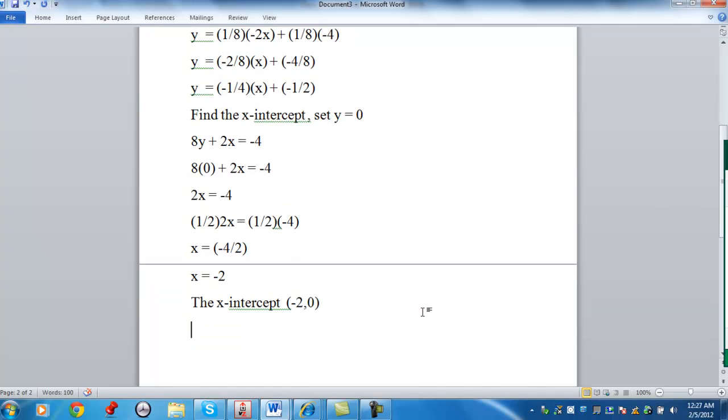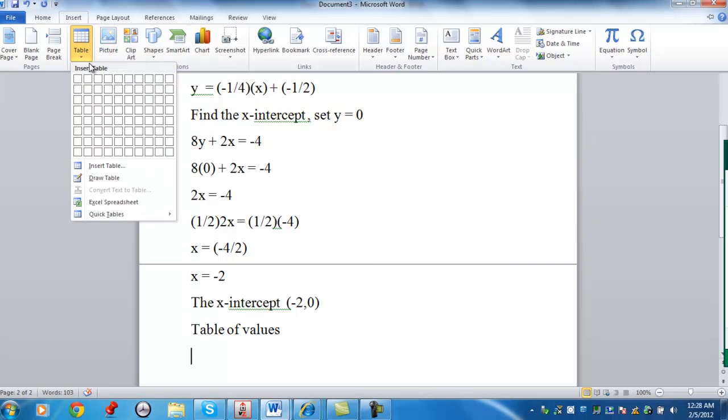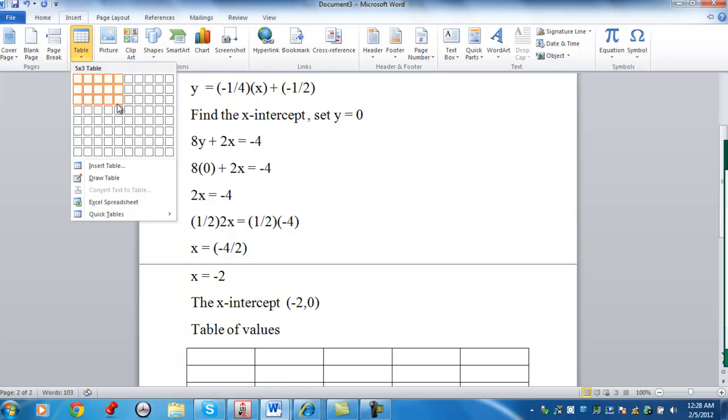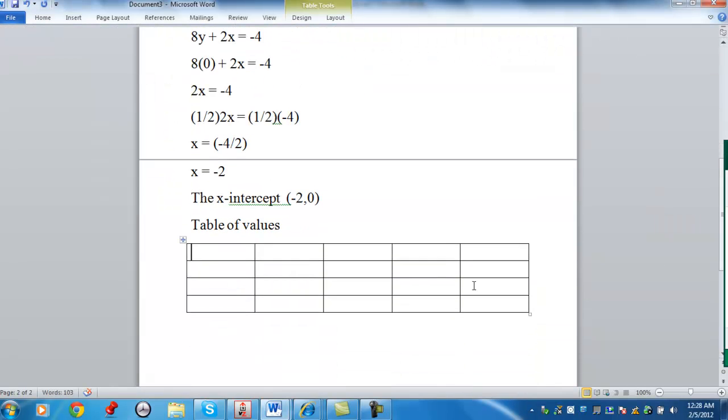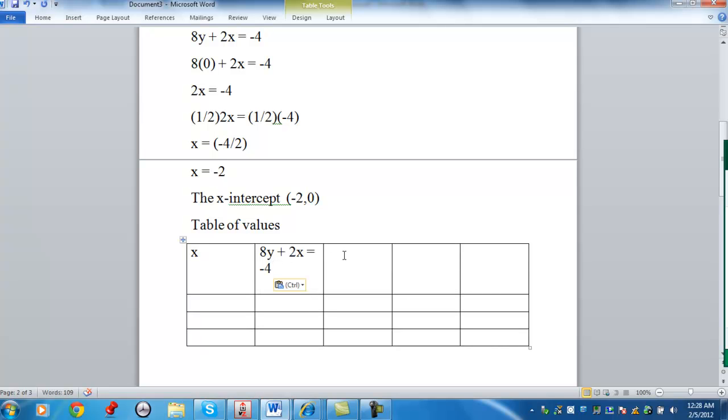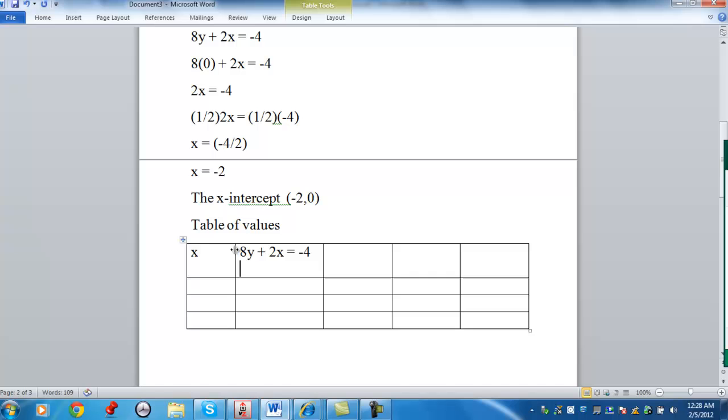The other thing we can do is create a table of values. Now again, some teachers will say graph using the x and y intercepts, or graph by finding a table of values, or graph using slope-intercept form. I'm showing all the methods so that you can pick the method that you're most comfortable with. Just going to create a table of values. We can have the x coordinate, we have the equation, and then we get the y coordinate, and we have the ordered pair.